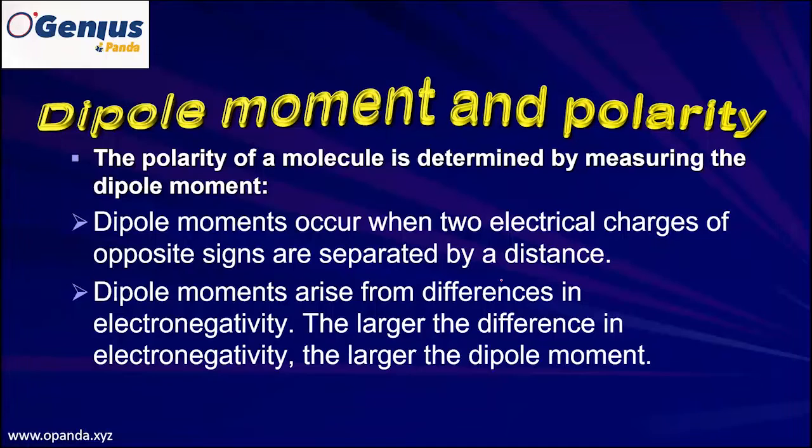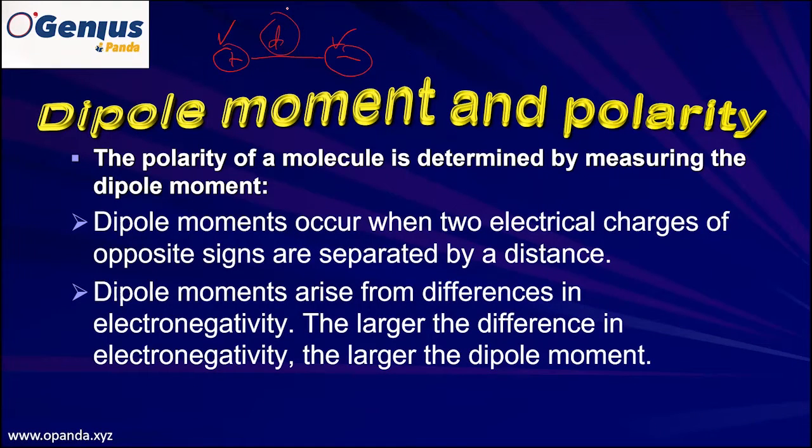The dipole moment and the polarity. The polarity of a molecule is determined by measuring the dipole moment of that molecule. And what is a dipole moment? Dipole moment occurs when two electrical charges of opposite signs are separated by a distance. Suppose that we have two charges, a positive charge and a negative charge, separated by a distance. In this case, we can get a dipole moment. Why? Because we have two charges separated by a certain distance.